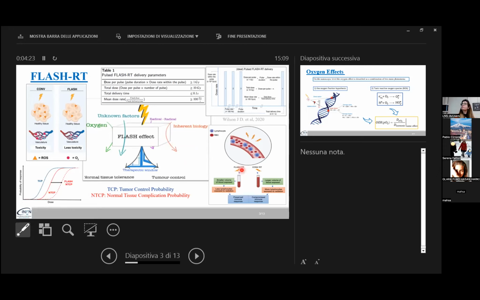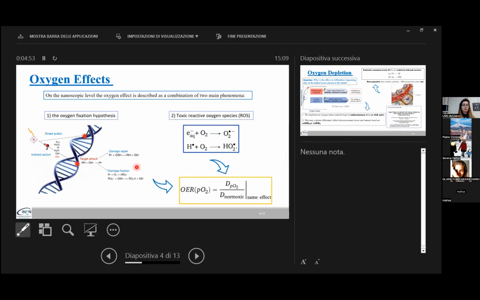Let's continue. Okay. In this figure, you can see in flash radiation, with the short time of irradiation, a smaller volume of blood is exposed, so fewer lymphocytes are exposed to radiation, and as a result, we have a preserved immune response. But as I said, the main hypothesis related to flash effects is oxygen depletion. So in the next slides, I want to discuss the oxygen effects.